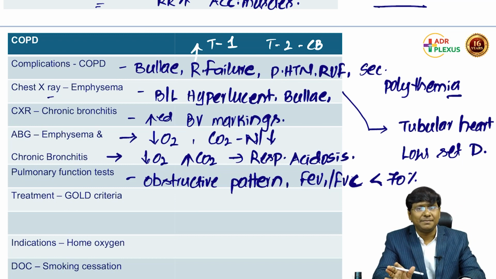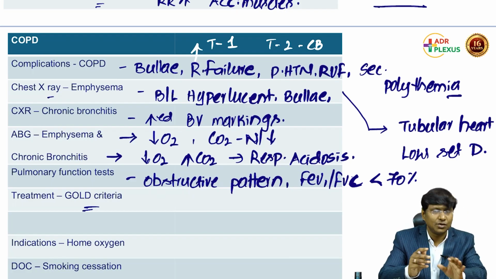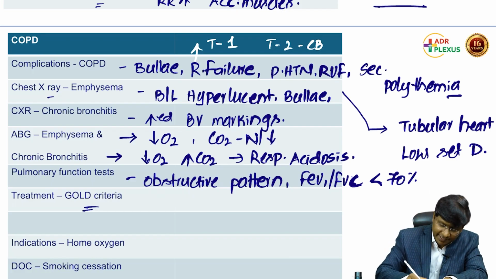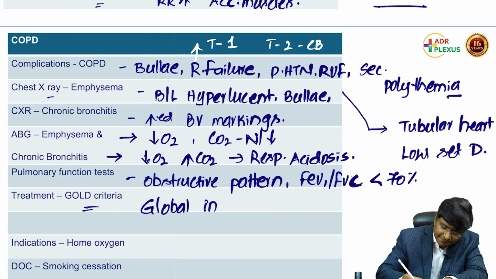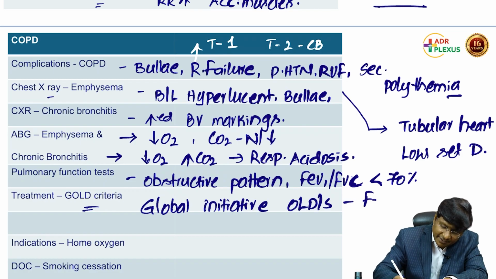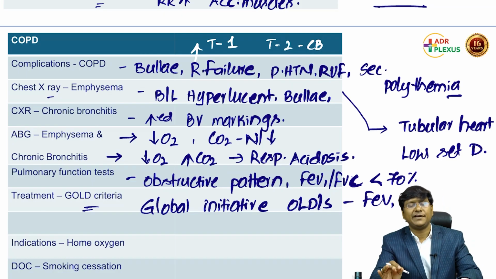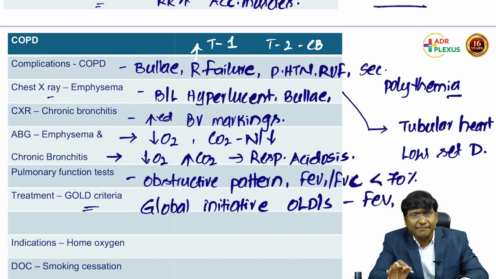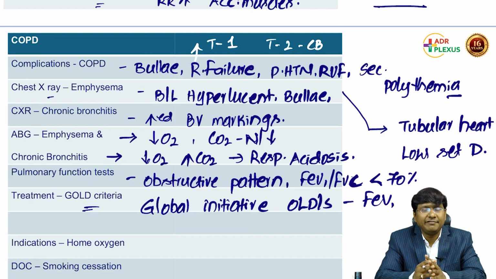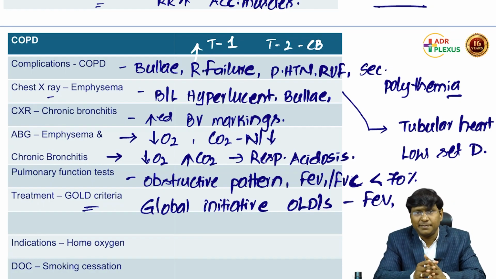Then the treatment completely depends upon the GOLD criteria. What is the GOLD criteria? That is the Global Initiative for Obstructive Lung Diseases. In the GOLD criteria, the parameter taken into consideration is the FEV1. Based on this FEV1 parameter, we will be able to decide what the treatment is in patients with COPD, which I'll be discussing in the next question. The GOLD criteria and the respective treatment, I'll be discussing in the next question.